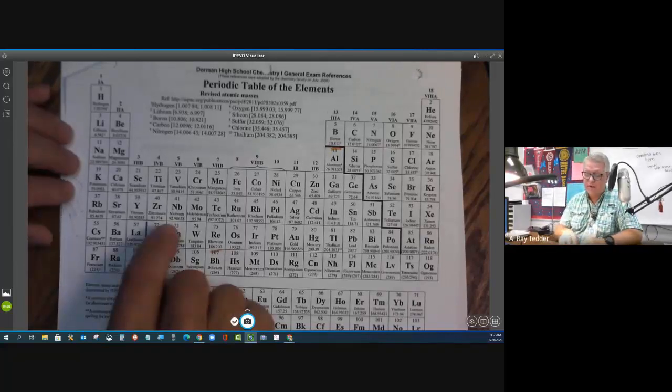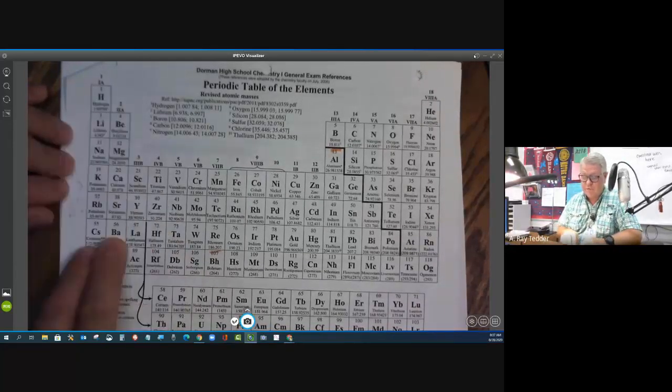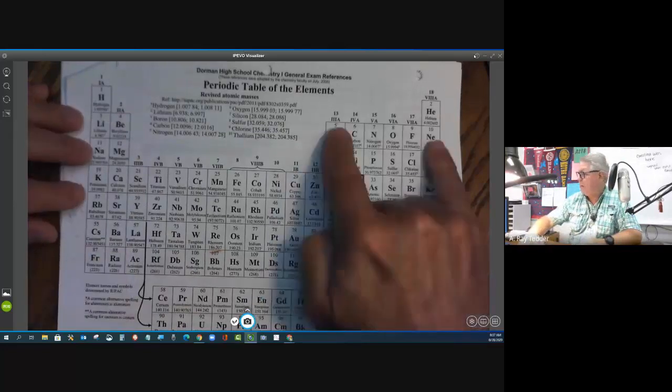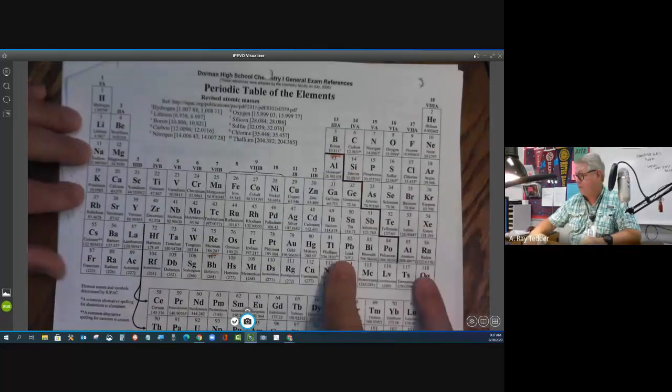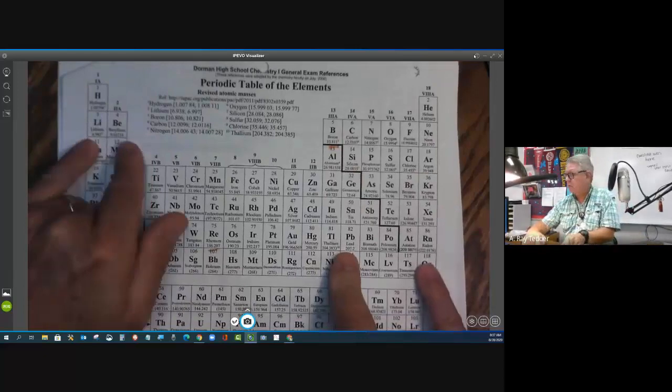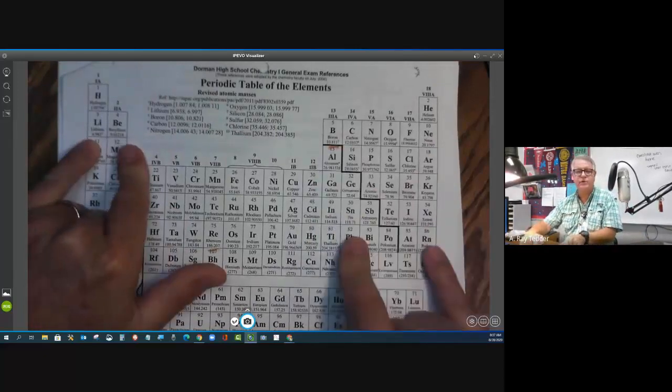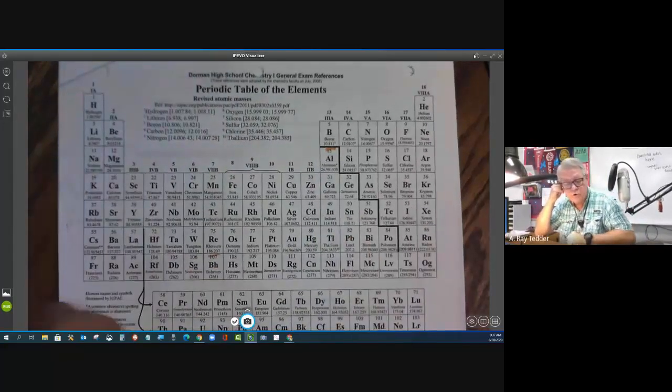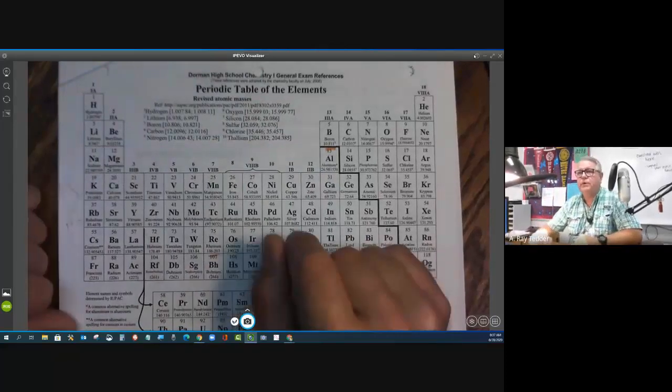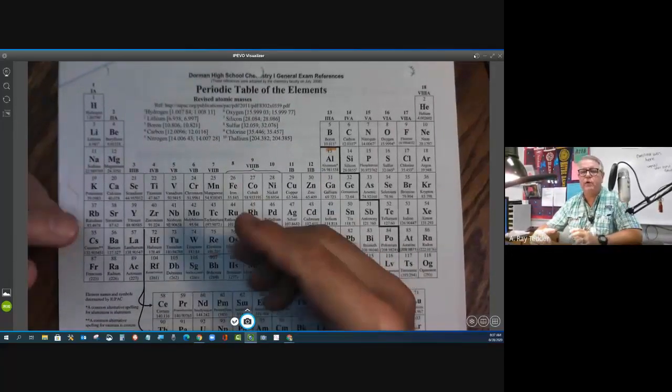So the representative elements are the elements in the first two columns of the periodic table and the last 6 columns of the periodic table. All these elements here and here make up the representative elements. And the reason those are called representative elements is because they're the easiest to see patterns on the periodic table.